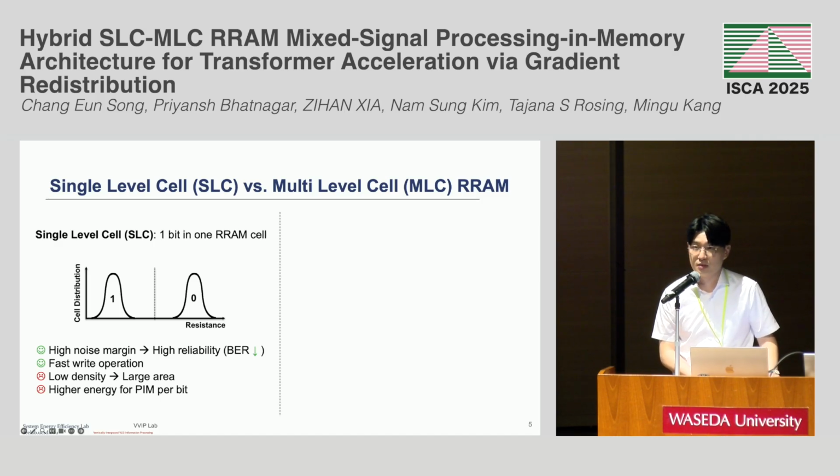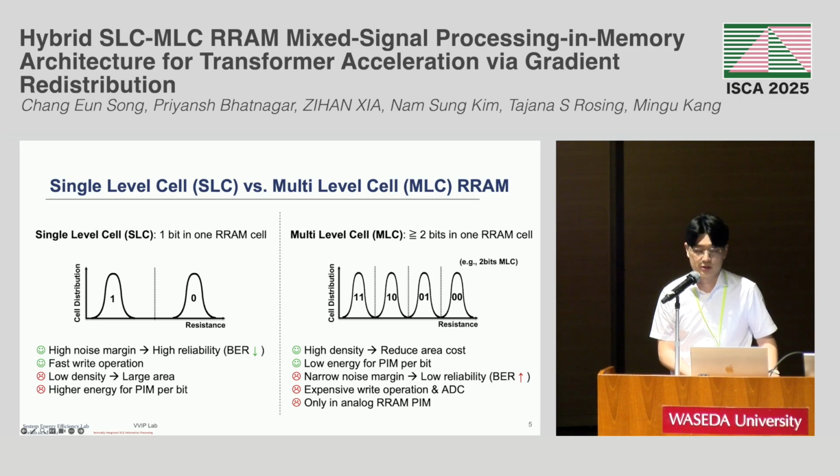The first one is the single level cell, and the other one is the multi-level cell. For the single level cell, we can store 1 bit inside one cell. As you can see in this left figure, it has a high noise margin, so it has high reliability with a low bit error rate. And also, we only need to write 1 bit, so it shows a fast write operation. However, due to the same reason, it shows low density compared to the MLC storing type, and it also consumes higher energy for the PIM operation per bit.